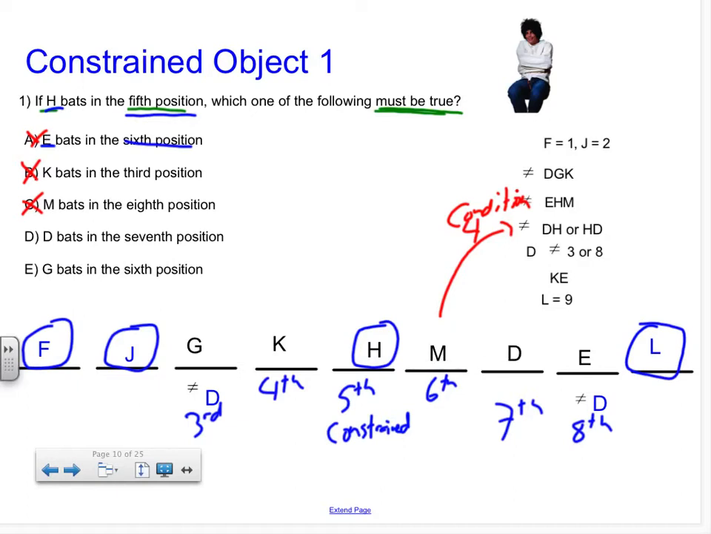Well, if we were to put D in the 4th place, well, again, it breaks condition 4 because D and H are beside each other. So we know that D has to be in the 7th position. There's nothing else that we can do. We've eliminated all the possibilities. So D is the correct response. So let's put him back.